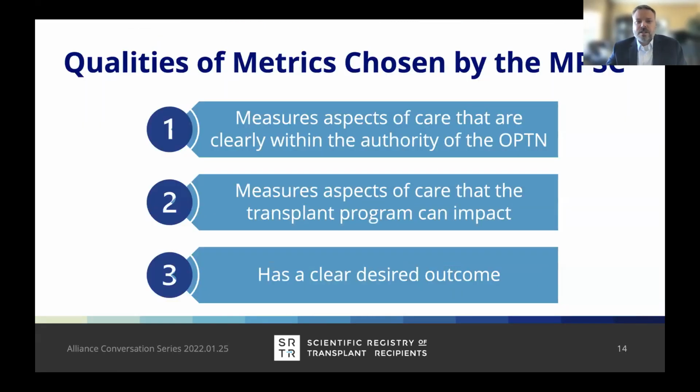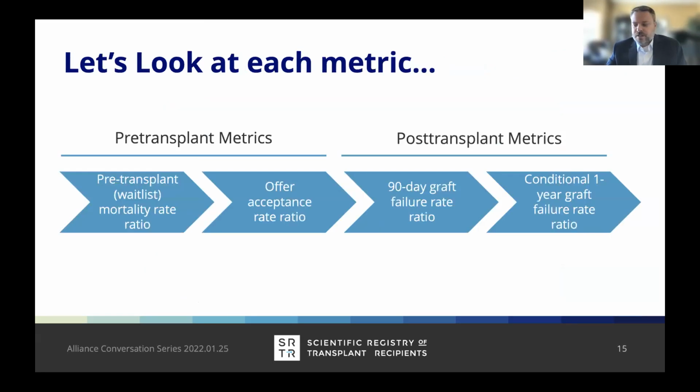So we're going to take a look at each of those one by one. MPSC felt that these were good because they measured aspects of care that are clearly within the authority of the OPTN. They measure aspects of care that the transplant program can impact, and it has a clear desired good direction, or clear desired outcome, if you will. So let's take a look at each one in turn.